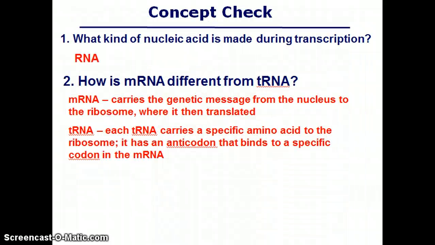So where are we? Let's see if we've got this. What kind of nucleic acid is made during transcription? That's the RNA. How is mRNA different from tRNA? All right, mRNA carries the genetic message from the nucleus to the ribosome where it's translated. tRNA carries the amino acid to the ribosome, and it has an anticodon that binds to a specific codon on an mRNA.